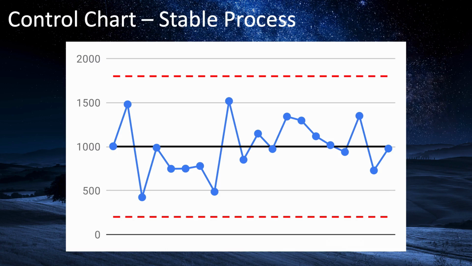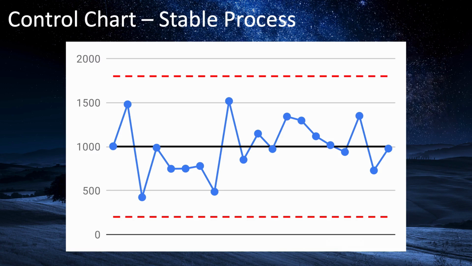This chart is based on our previous example of the time it takes to load a particular web page, measured in milliseconds. Loading the page the first time took 1,000 milliseconds. The second time, it took 1,500 milliseconds. Then 400 milliseconds, and so on. A line is used to connect these measurements in chronological order.